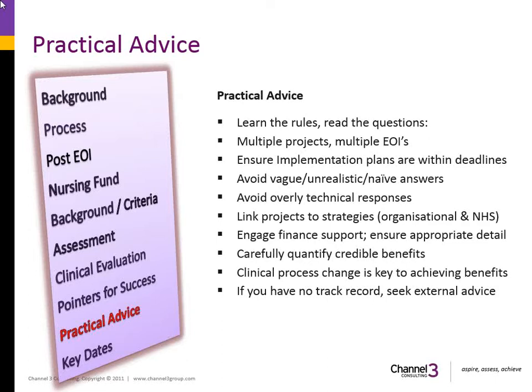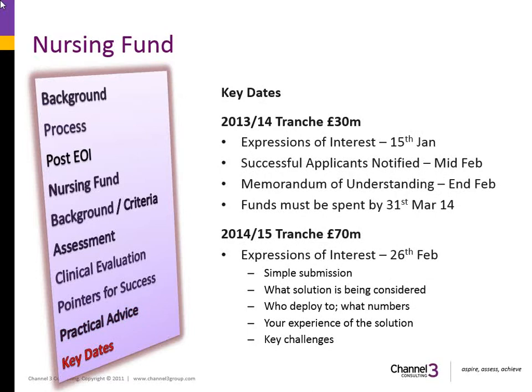Now, I'm going to finish my session now by just giving you some key dates. So just to recap, the 2013-14 tranche of the £100 million, which is valued at £30 million, expressions of interest have to be with NHS England by midday, actually, on the 15th of January. We're told that successful applicants will be notified by mid-February. They will then need to sign a memorandum of understanding before the end of February, and the funds must be spent by the 31st of March.